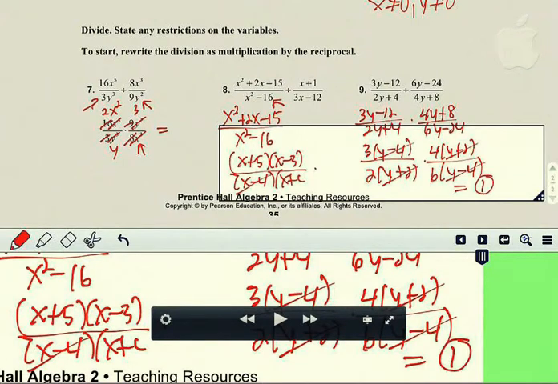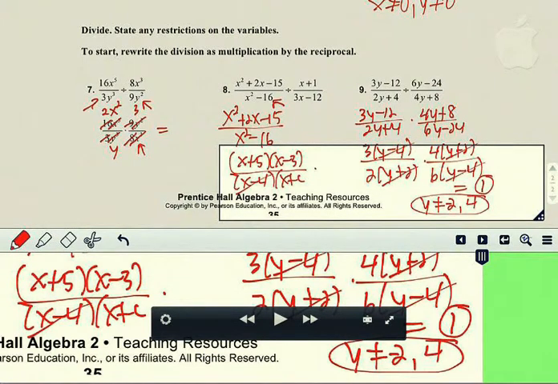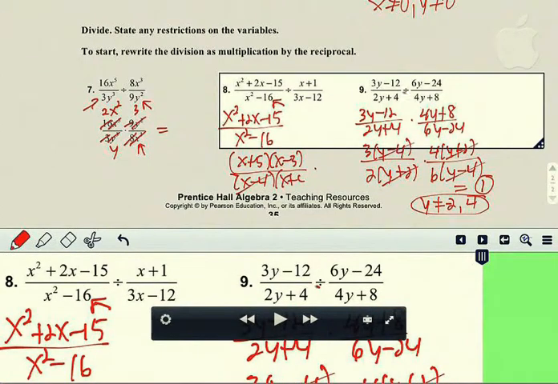But we have restrictions. We're going to have y cannot equal negative 2, and y cannot equal 4. Remember, you have to check the original bottoms, and after you flip it over.